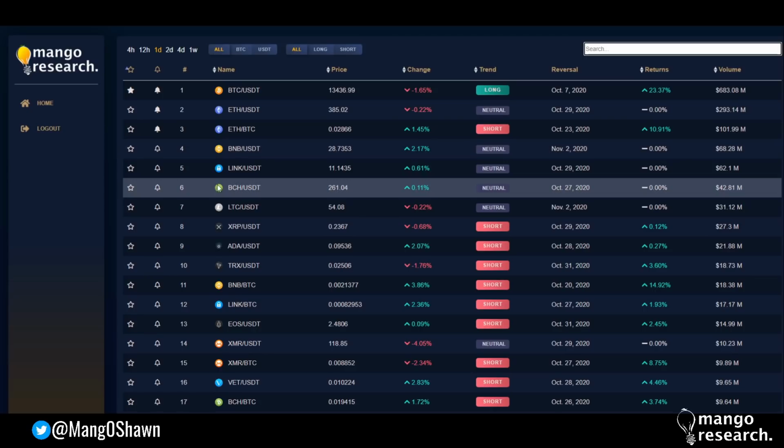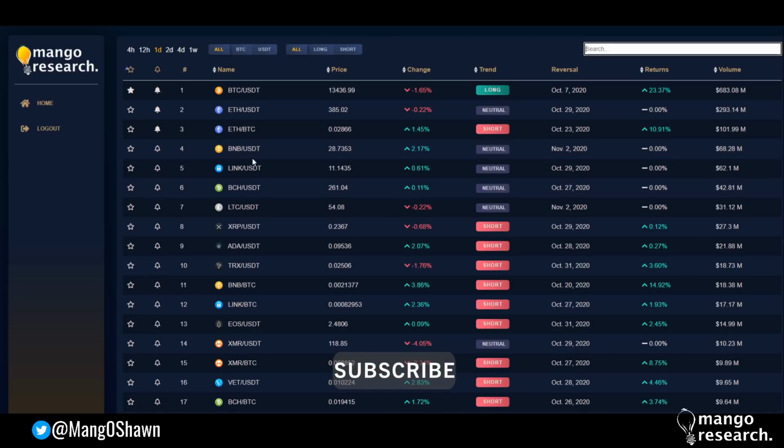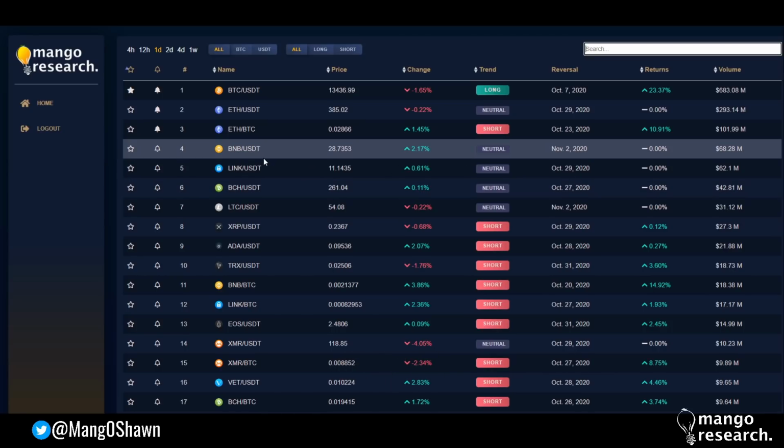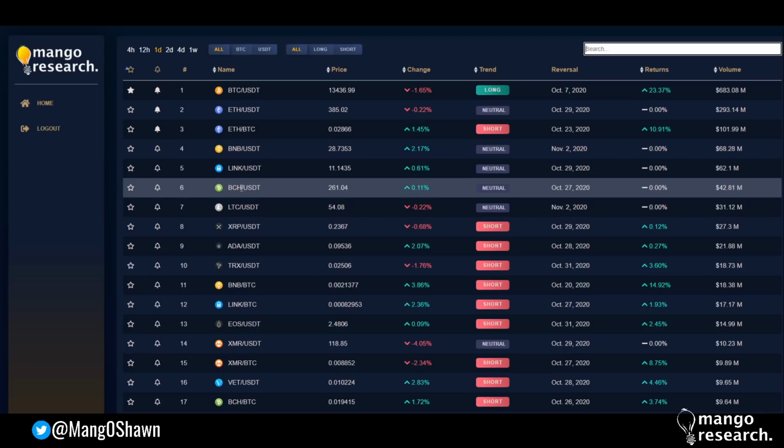BNB USD, Link USD, BCH USD. So just looking at this cluster over here, you're seeing these major altcoins. BCH, I'm not sure whether people consider it major or not. It is available on BitMEX, but the overview is saying that these USD pairings are all neutral. Even LTC for that matter is all neutral. How is BNB, Link, BCH doing against the Bitcoin pairing?